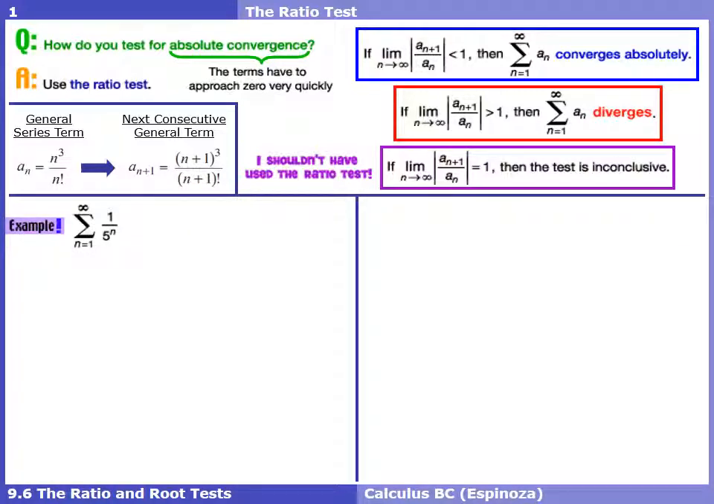So let's go ahead and take a look at this ratio test. Here we're going to apply the ratio test to a problem we don't need to use the ratio test on. And I hope you can see this is really just equal to 1 to the n over 5 to the n.